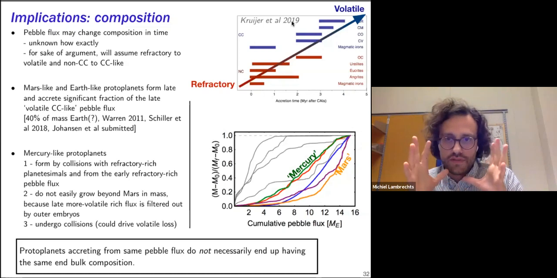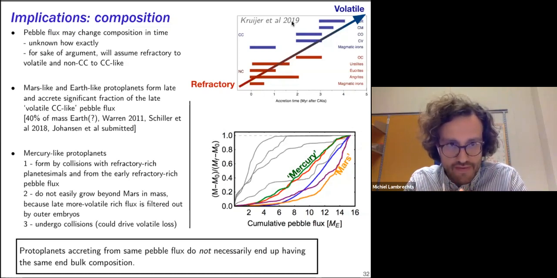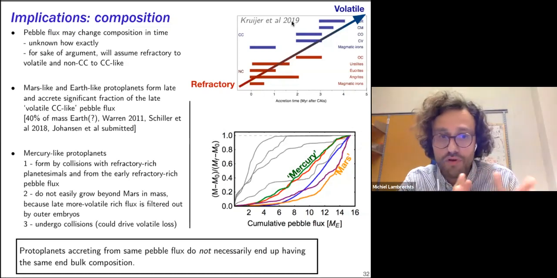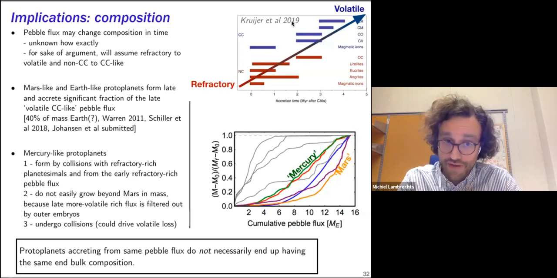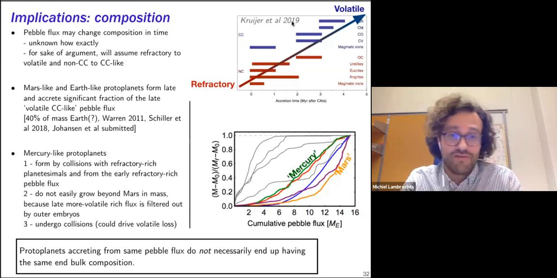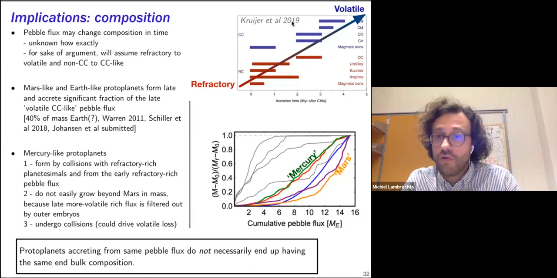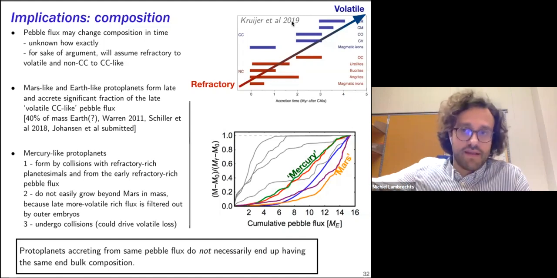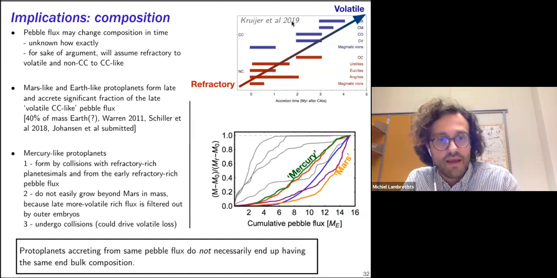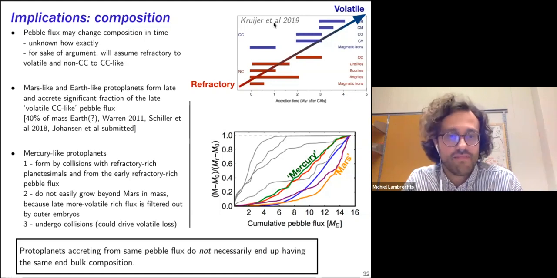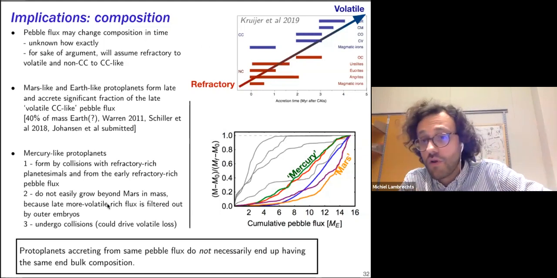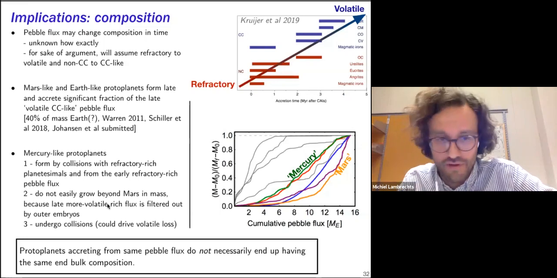Still, I want to stress that it's relatively interesting that, for example, Mercury-like protoplanets probably have a relatively different composition. For one, they form from collisions with refractory-rich planetesimals, right? From these early non-carbonaceous, very early planetesimals. And they also only accrete from this early refractory-rich pebble flux, because afterwards it's basically filtered by the outer embryos. That's why they don't grow larger than Mars mass. And they also undergo a lot of collisions, basically. Some could also drive off volatiles.